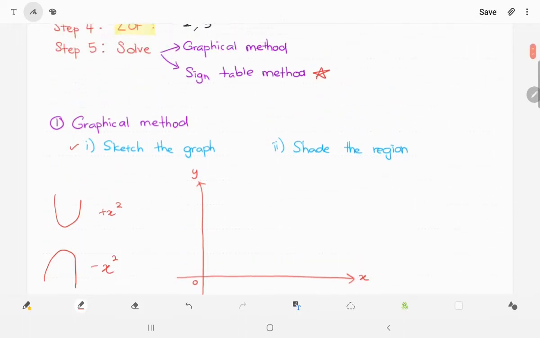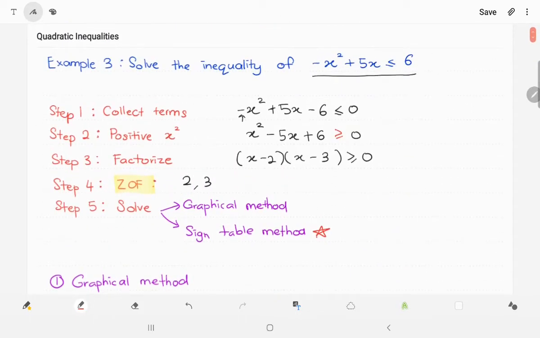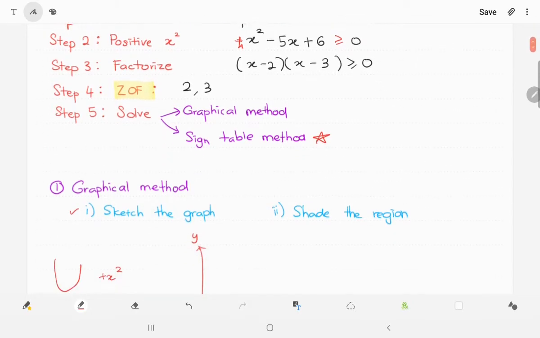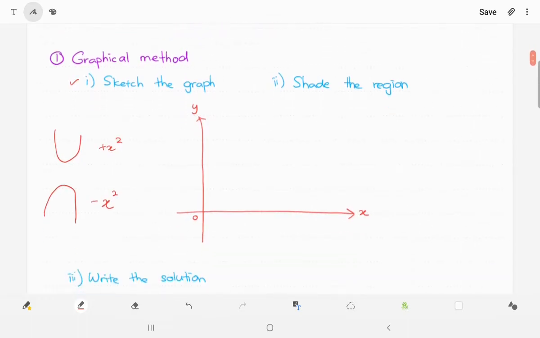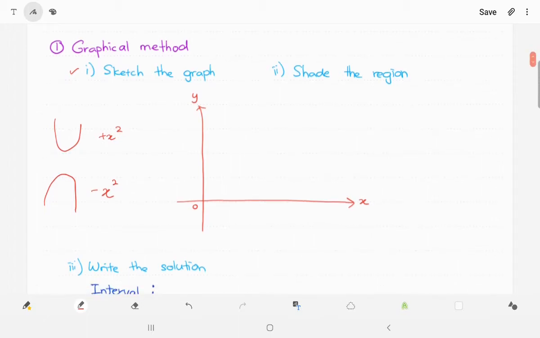So here, that's why it is important for you to change it to positive. Positive x square, because I want to standardize it so that you will only need to draw a smile shape graph only. You don't have to draw the sad shape. Okay, so now we already know the shape will be a smiley face, and then we need to label the factor.